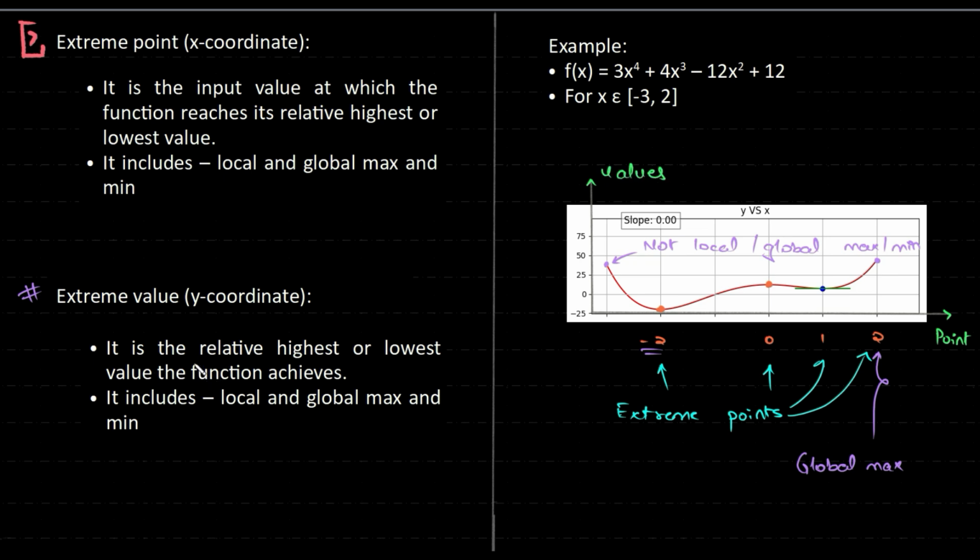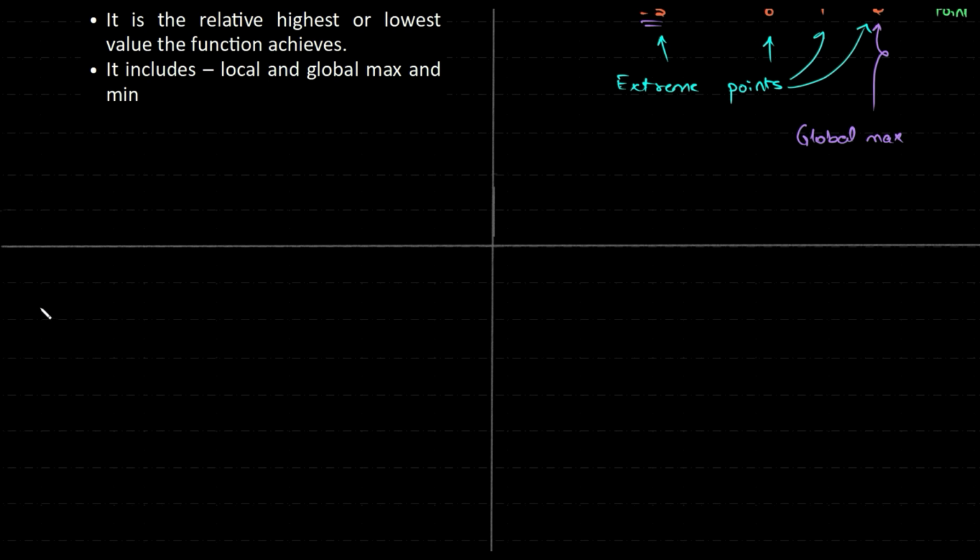So the extreme values have to do with the relative highest or the lowest value of the function achieved. It includes your local and global maximum and minimum. So in this example, let me finish this up. Extreme value. So here it would be f of -2, f of 0, f of 1, and this is f of 2. So all these are your extreme values.